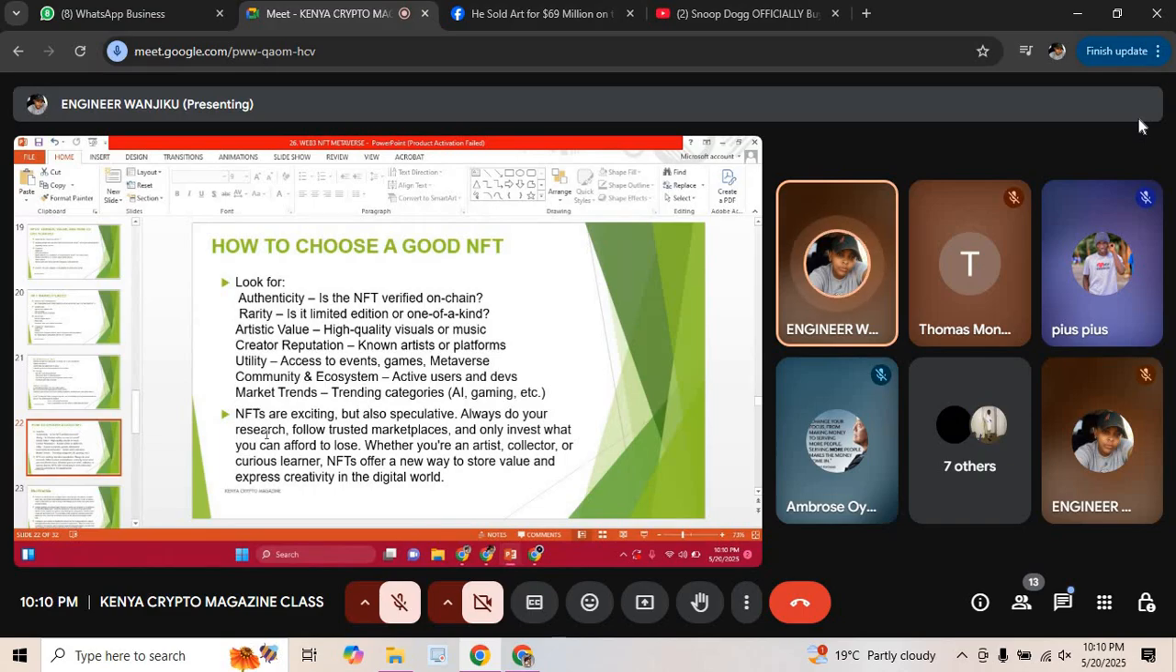Always do your own research. Follow trusted marketplaces like we've mentioned, and only invest what you can afford to lose. So whether you're an artist, a collector, or a curious learner, NFTs offer a new way to store value and express creativity in the digital world.